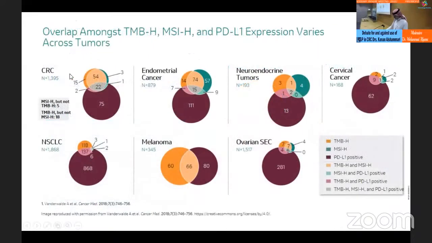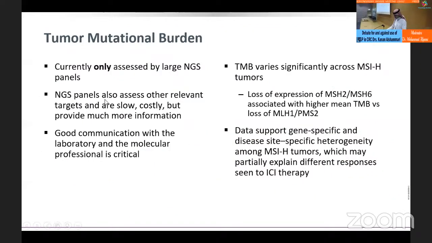Now, this is from one of the KEYNOTE studies, and what I want to show here is that they have tested quite a large number of CRC patients. Patients who were TMB high, so TMB of more than 10 mutations per megabase, but were not MSI high, were actually 18. So they missed 18 patients if we only treat patients with pembrolizumab or immune checkpoint inhibitors if they were MSI high. So this does provide some sort of evidence that we should be testing for tumor mutational burden.